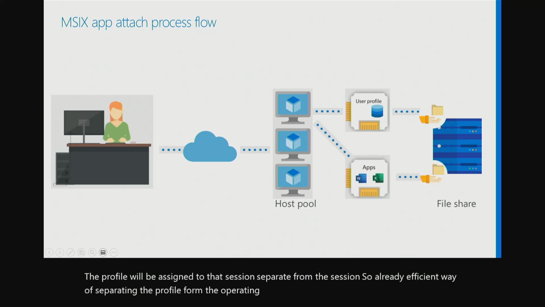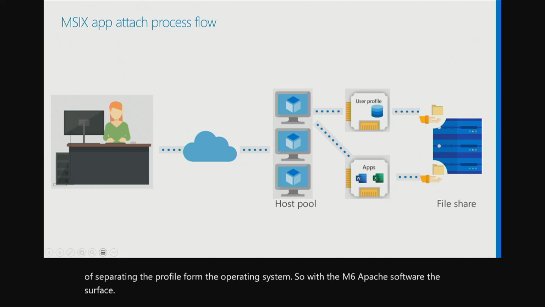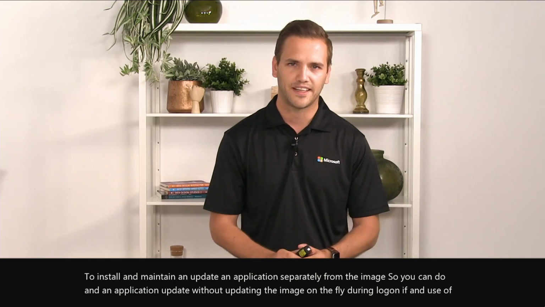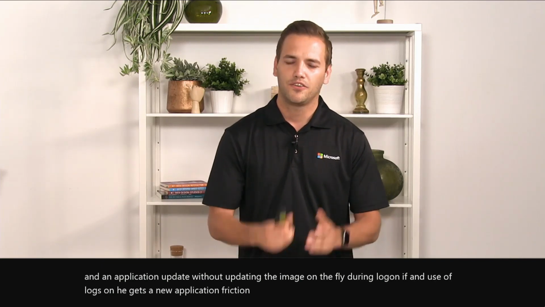So with the MSIX App Attach software, the service, we make it possible to separate as well applications from the image. So we make it possible to install and maintain and update an application separately from the image. So you can do an application update without updating the image on the fly during logon. If a user relogs on, he gets a new application version assigned. So a very efficient way of doing application delivery as part of your Windows Virtual Desktop environment.